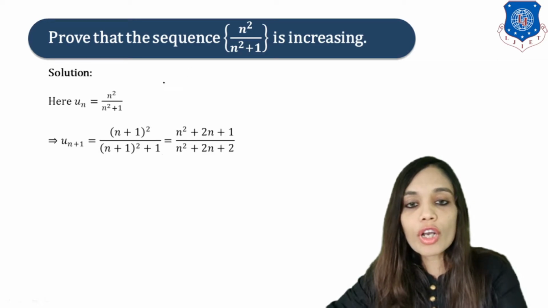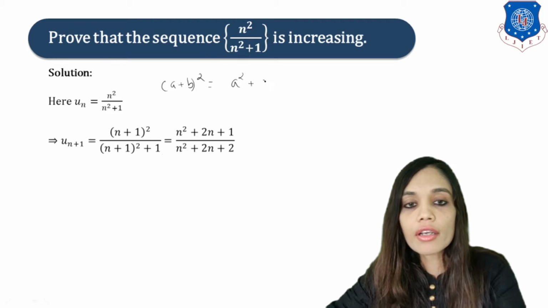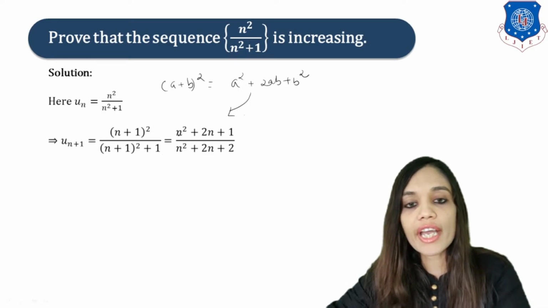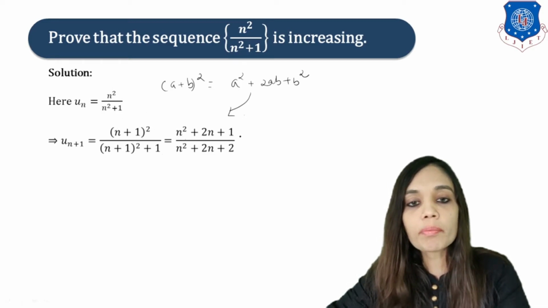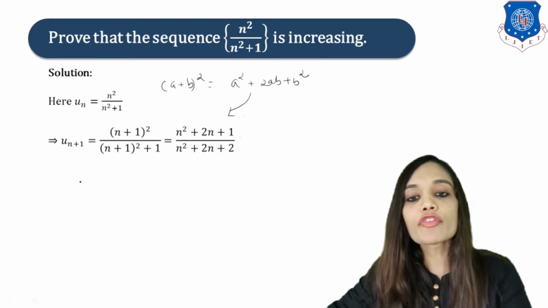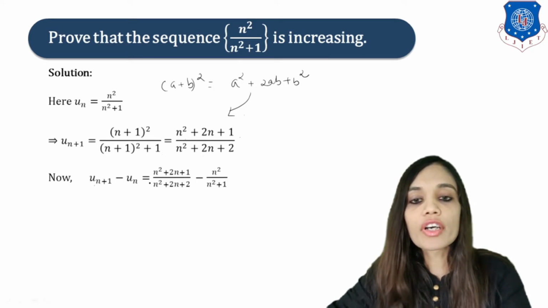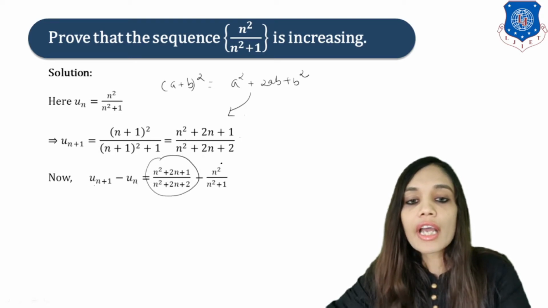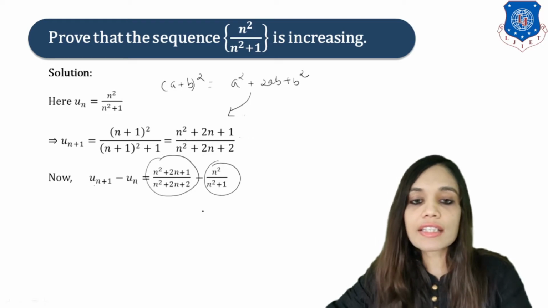Now, we know the formula of (a plus b) whole square, that is equal to a square plus 2ab plus b square. Using this, we will get (n plus 1) whole square as n square plus 2n plus 1 upon, and now simplify this denominator, you will get n square plus 2n plus 2. Now, again we will find our Un+1 minus Un. So, replace the values of Un+1 and Un. Now, take LCM.